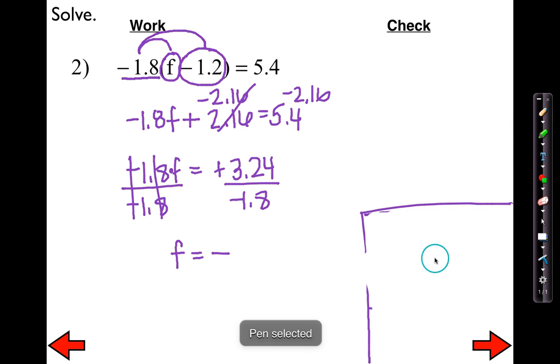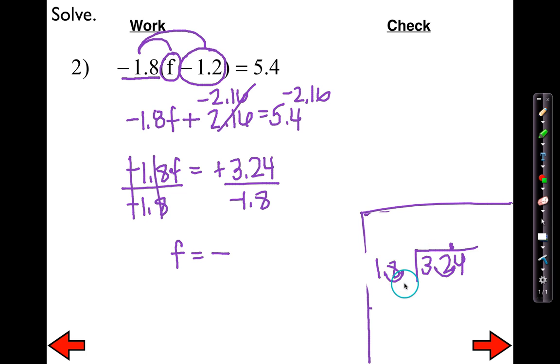Okay, so we're going to do 3 and 24/100ths divided by 1 and 8/10. I'm going to first move my decimal 1 place over. I'm going to say 18 goes into 32. Let's see, 2 would be too much, so I'm going to say once. So we're going to borrow. This is going to become 12, 4, bring down the 1, so 144.